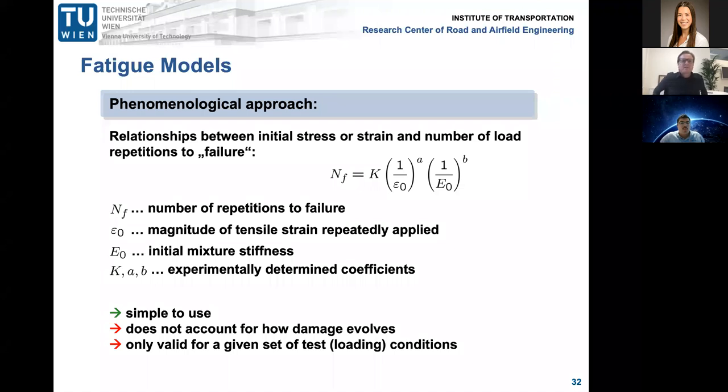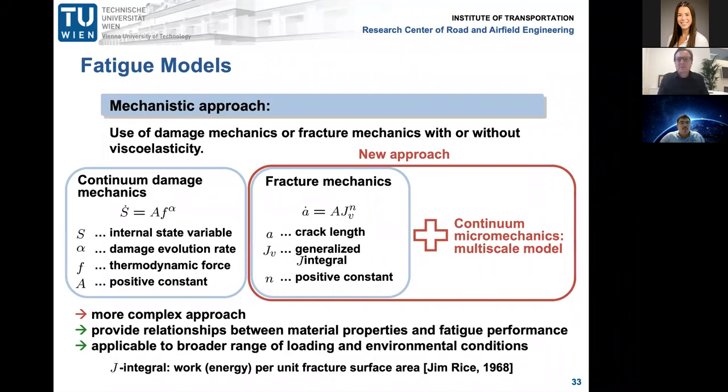Strictly speaking, these phenomenological approaches are only valid for a given set of testing or loading conditions. So we should move beyond these phenomenological approaches and go forward to mechanistic approaches. And in many design methods, this has already happened. In general, fracture mechanics or damage mechanics, with or without viscoelasticity, is adopted in the mechanistic approach to describe fatigue, as damage grows in asphaltic concrete. This approach is inherently more complex than the phenomenological approach shown before, but may be applicable to a broader range of loading and environmental conditions, and that's the big advantage.